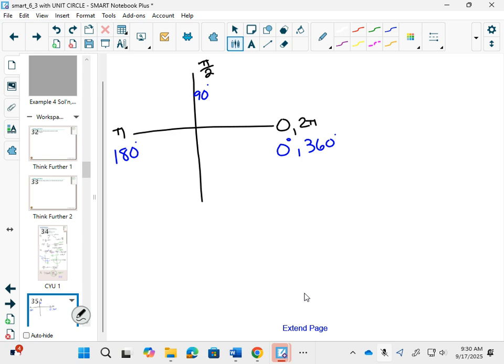I am going to give you some where you have to use the shortcut. I'm going to give you radians, and you're going to tell me degrees. Pi over 18 radians is 10 degrees. What's the shortcut? You replace the pi with 180. 180 divided by 18 is 10 degrees.